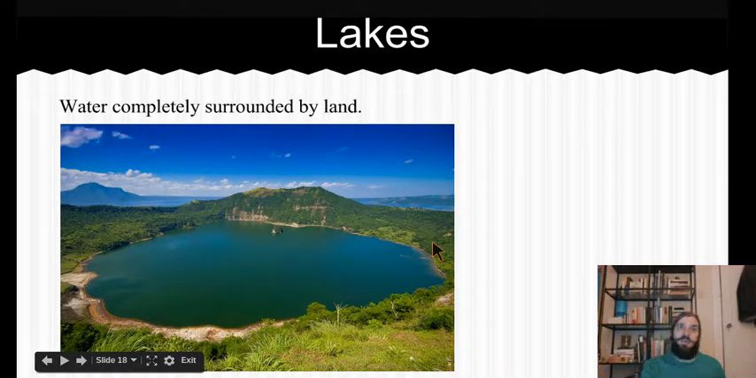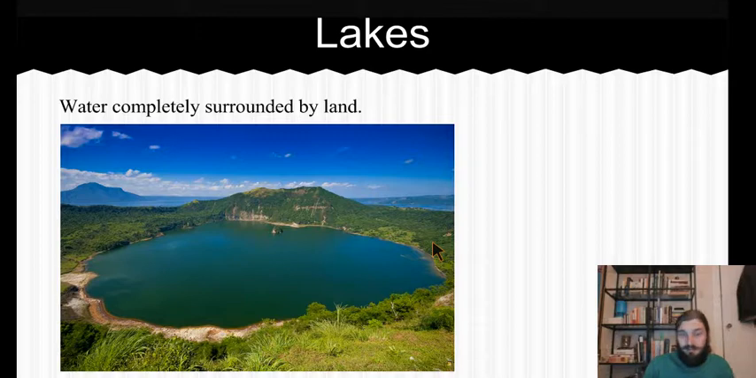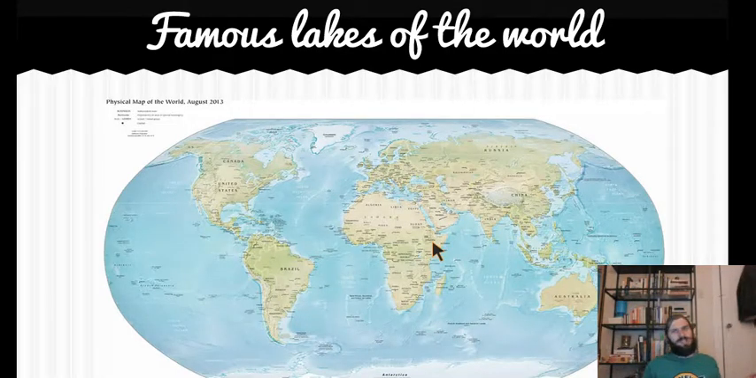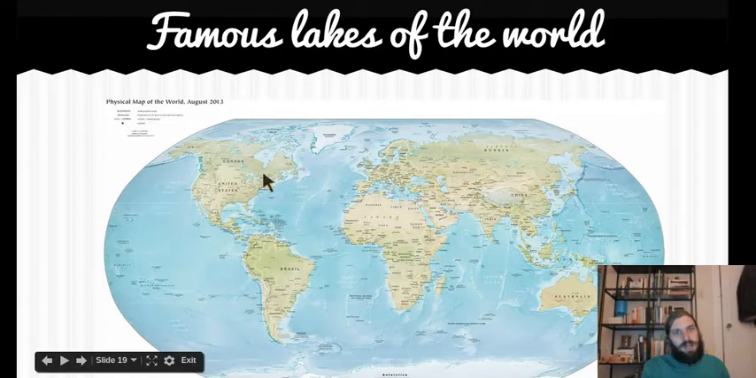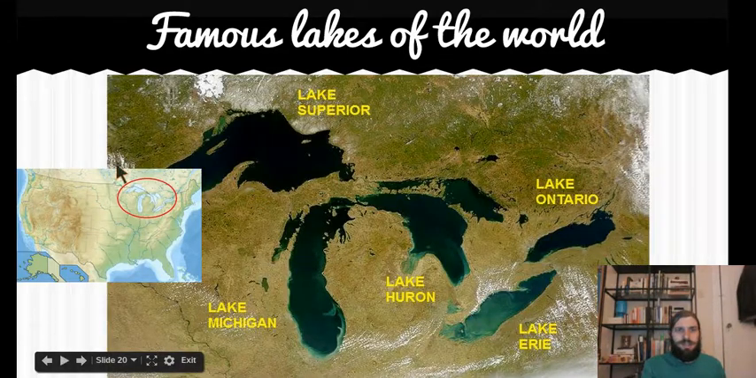Lakes. A lake is water that's completely surrounded by land, all right? A gulf is partly surrounded, a lake is completely surrounded, okay? Famous lakes of the world. Let's go to our home continent of North America and the good old US of A. And we have the Great Lakes, okay? They're up here in the north part of the country, a little to the east.